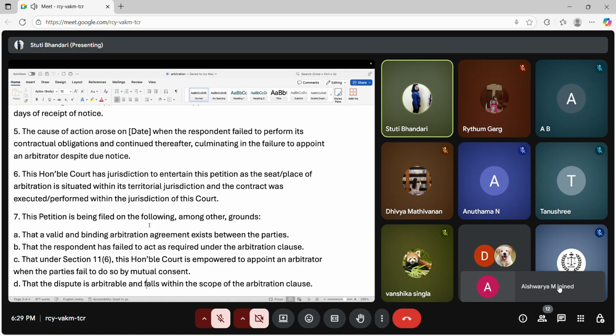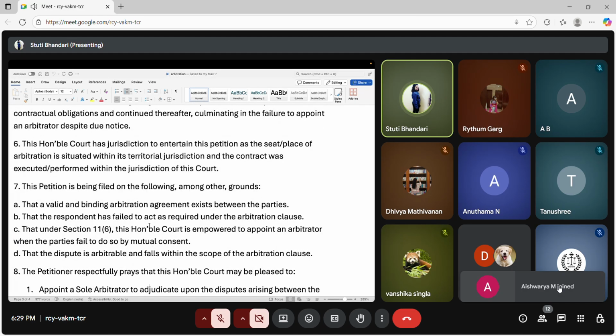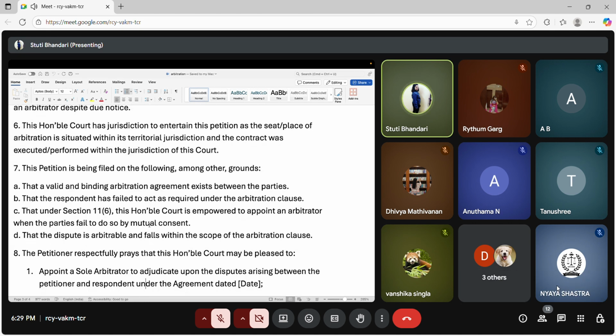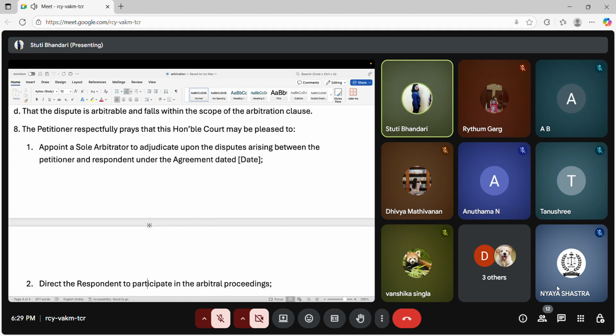That the dispute is arbitrable and falls within the scope of the arbitration clause. That the petitioner respectfully prays that this honorable court may be pleased to first appoint a sole arbitrator to adjudicate. What is adjudicate? Means to settle the disputes. Even the judges adjudicate, but sole arbitrators adjudicate outside the court. They settle the dispute outside the court.